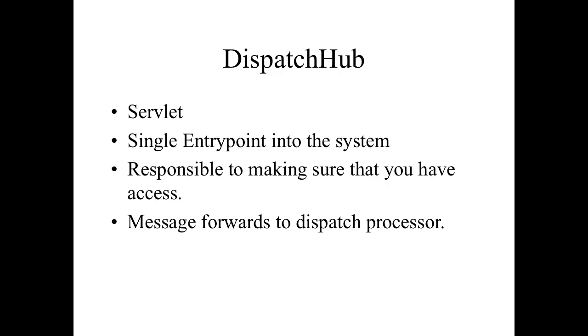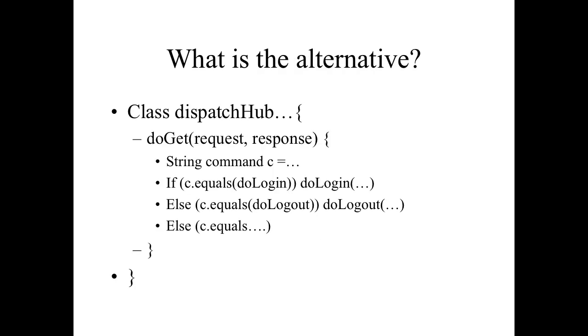So the dispatch hub runs as a servlet. It gives you a single entry point into the system, and it's responsible for making sure that you have access, right? So that means that you have to make sure that they have credentials before you give them access to the back end. And then you can message forward to the dispatch processor. It gives you a level of indirection. The alternatives aren't particularly good.